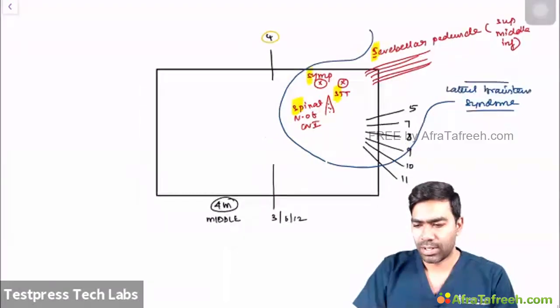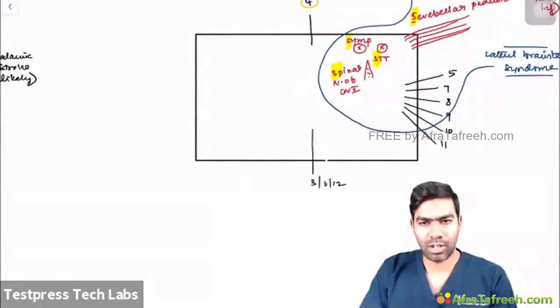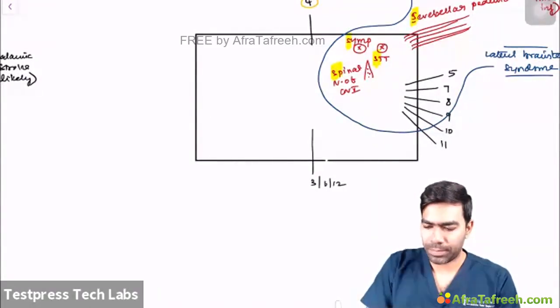Fine. Apart from that, as I told you, there are 4 M structures that are present on the medial side, or in the middle. These structures are, number 1, your motor pathway. So I can draw like this. The first one is the motor pathway.